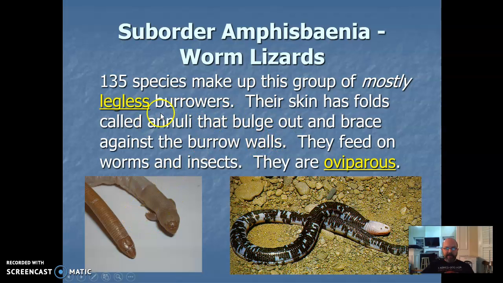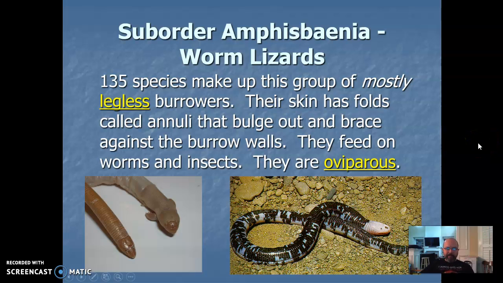Their skin has annuli. Remember, annelids comes from that idea of a repeating circular pattern, annual, like every year. So annuli are rings around this guy. They bulge out, they brace against burrow walls. These guys are predators that feed on worms and insects. They are oviparous, they lay eggs.